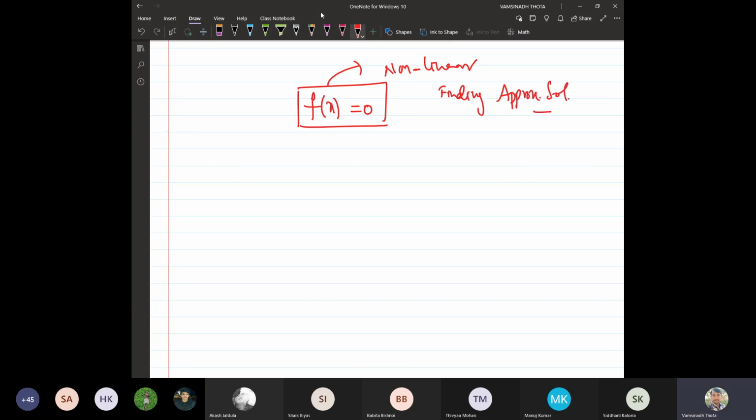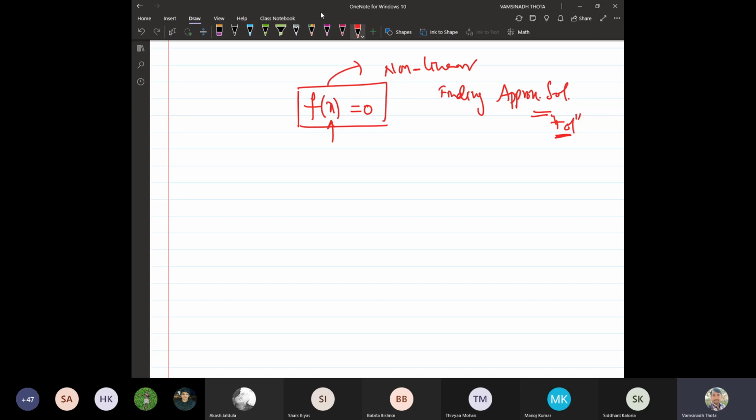Approximate solution, with some error tolerance, of course. Approximate solution means there will be some error tolerance. Only one equation in only one variable was given, and we have evaluated it and seen how the methods go.